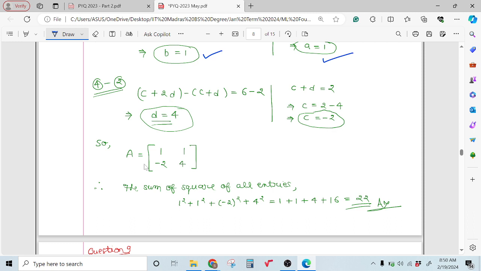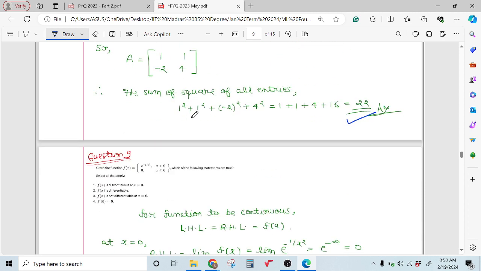We have to find the sum of the squares of all the entries. So we will calculate this: 1 squared plus 1 squared plus minus 2 squared plus 4 squared. So the final answer is 22. Okay, let us proceed with the next problem.